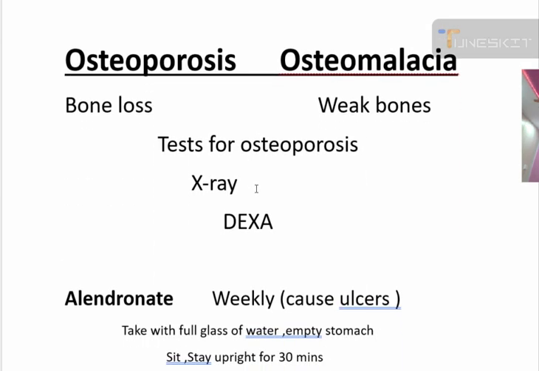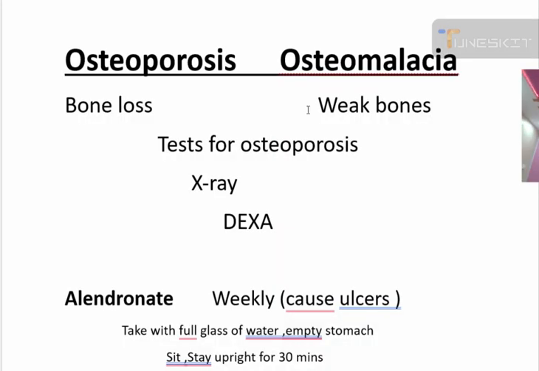Now osteoporosis, very important. What is the difference between osteoporosis and osteomalacia? One is bone loss, or you can say bone resorption. And in osteomalacia, the bones become weak. There is no porosity of the bones here. Osteomalacia occurs mostly because of deficiency of vitamin D and calcium.